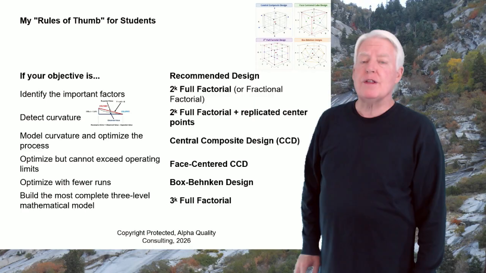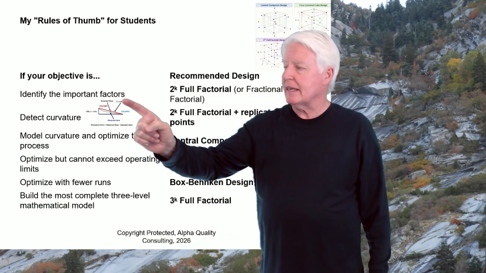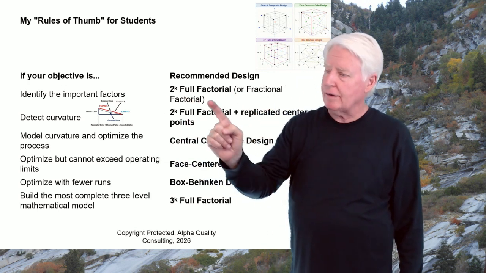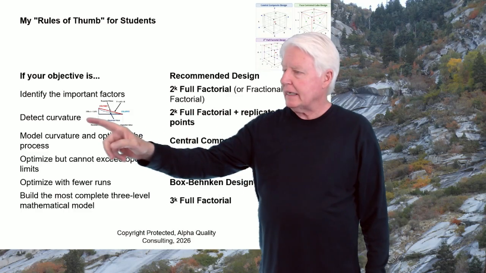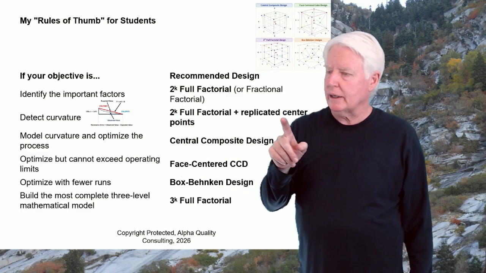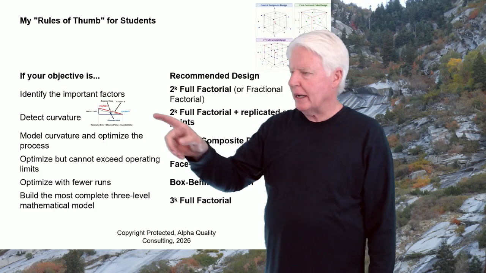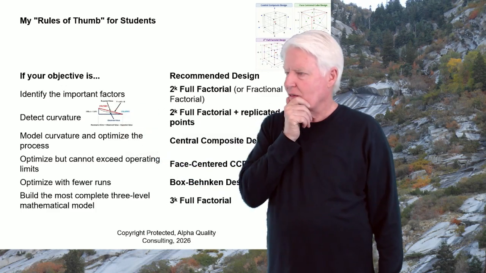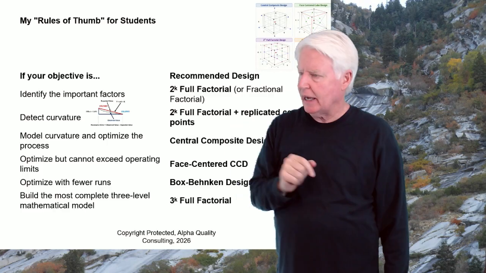All right, rules of thumb for students. If your objective is identify the important factors, then do a 2^K full factorial, fractional factorial, screening design, etc. If you want to detect curvature, 2^K full factorial and replicated center points. Okay, you can detect curvature by doing center point testing on these. Okay, but it's going to be more of a flat plane if you just do 2^K.